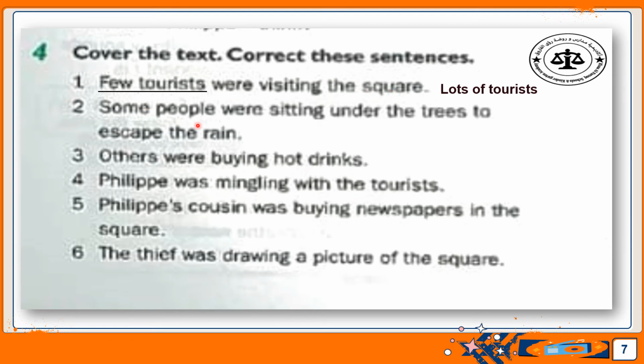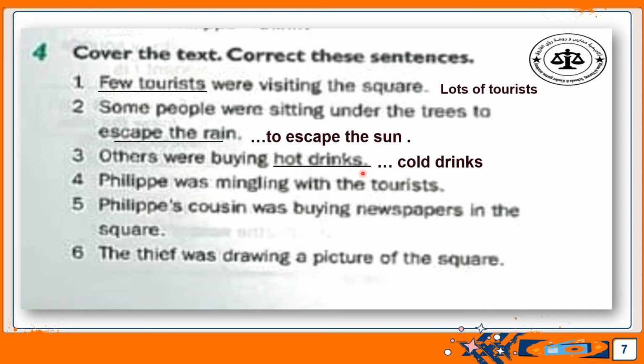Number 2. Some people were sitting under the trees to escape the rain. Is it the rain? No. Excellent. To escape the sun. Yes. Number 3. Others were buying hot drinks. Where is the wrong in this sentence? Hot drinks. They are, of course, cold drinks.